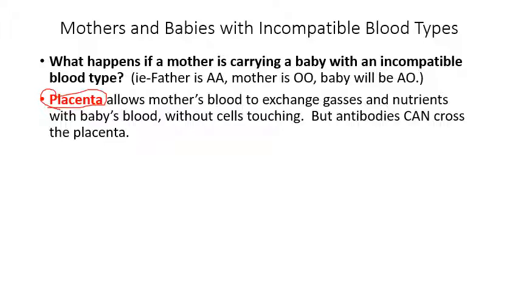Now, in order to mount an immune reaction, and we'll talk about this later when we discuss the immune system, the white blood cells in mother's blood have to make contact with the baby's red blood cells before you'll set off an immune reaction. The placenta prevents that from happening. Antibodies can cross the placenta, but the blood cells themselves do not cross. The blood of mother and child do not mix. So the mother can't make an immune system reaction to a baby's blood unless her blood directly mixed with the baby's blood.